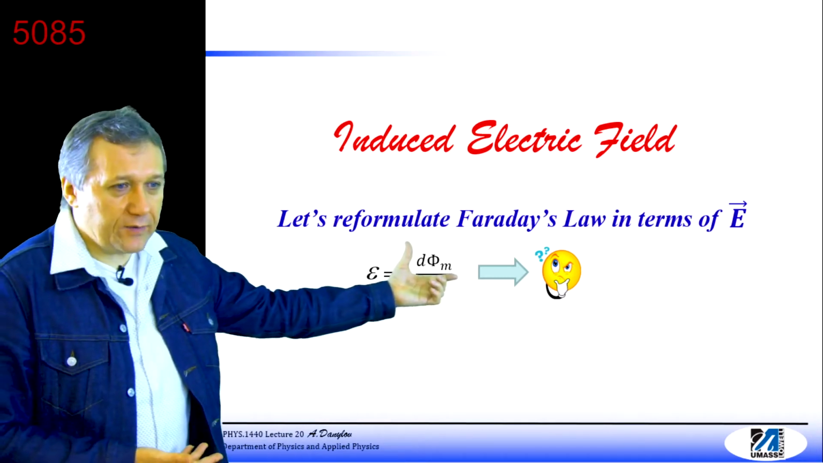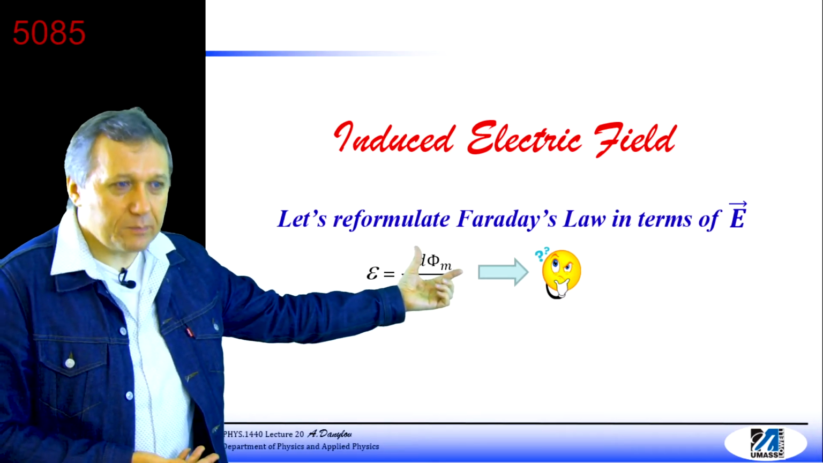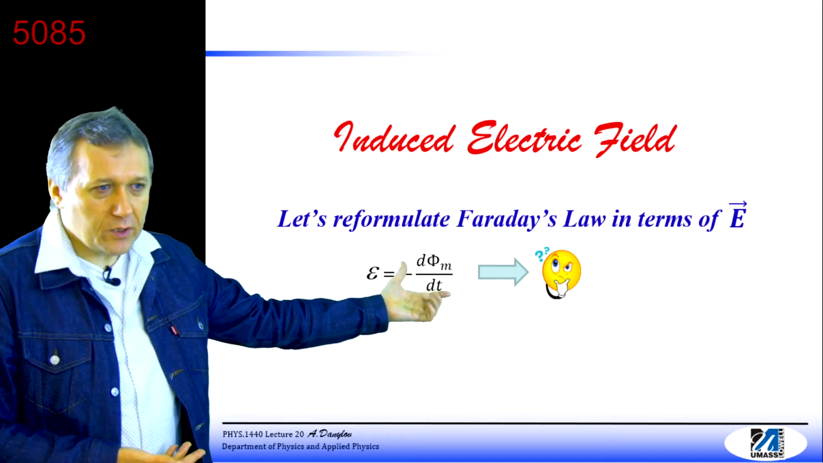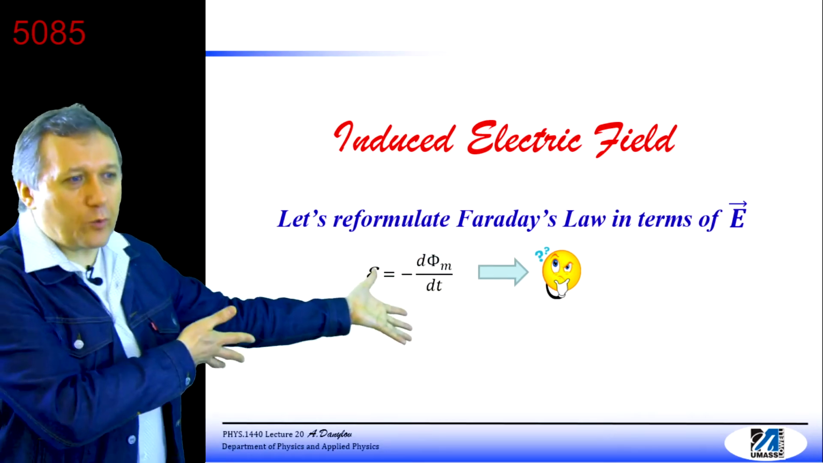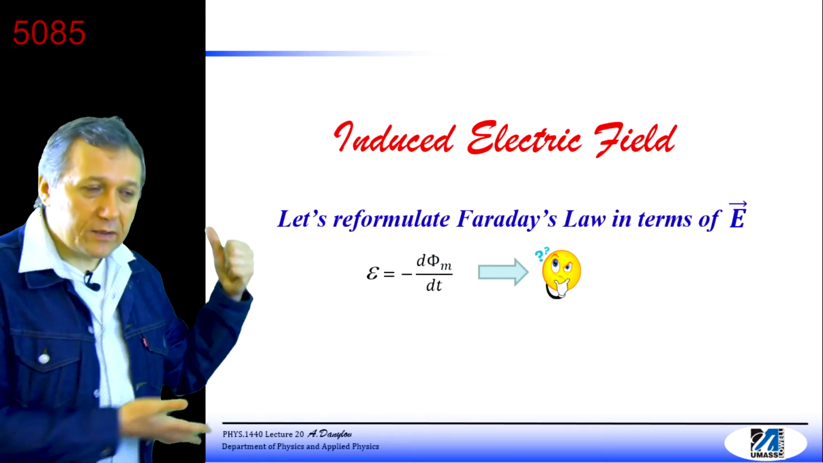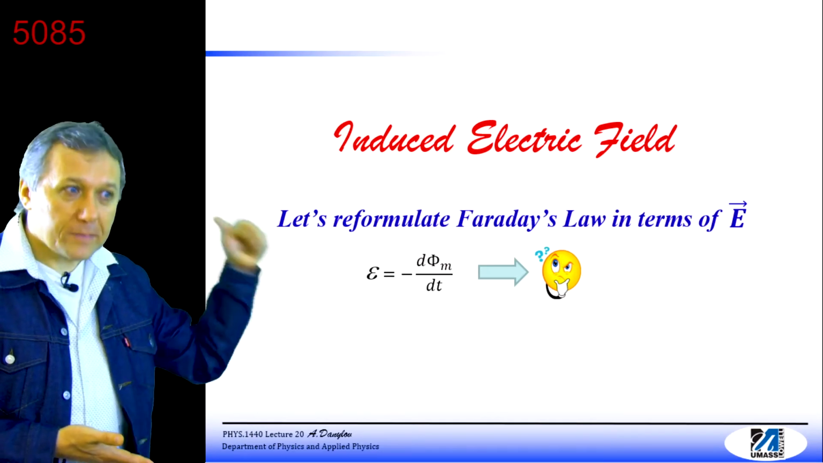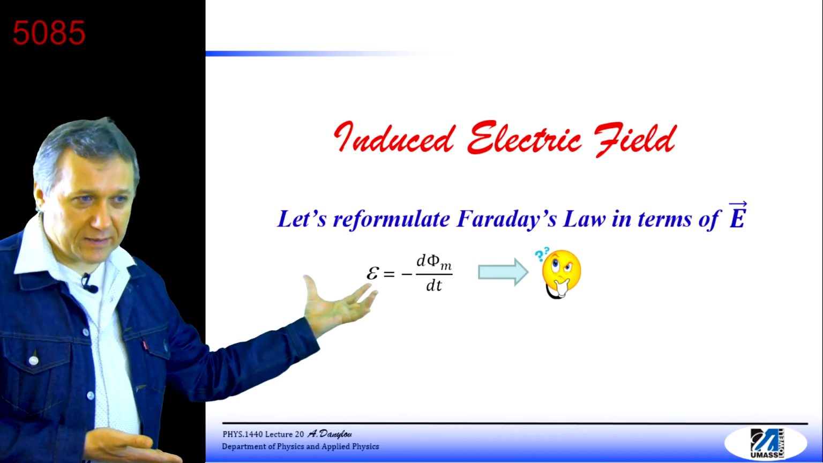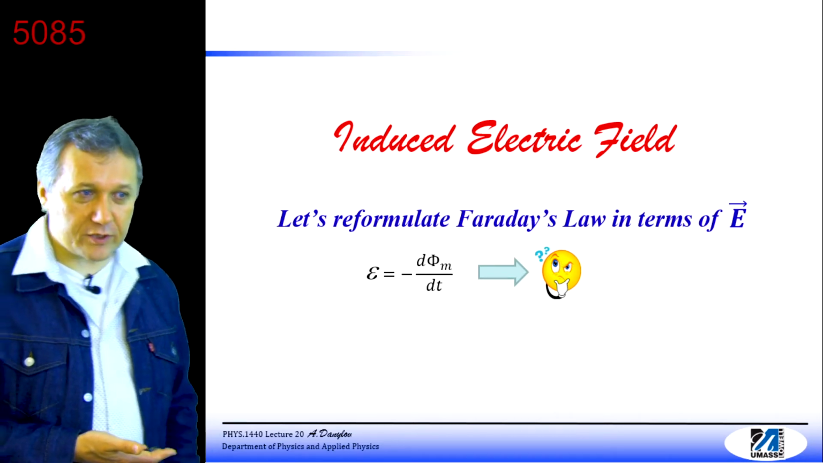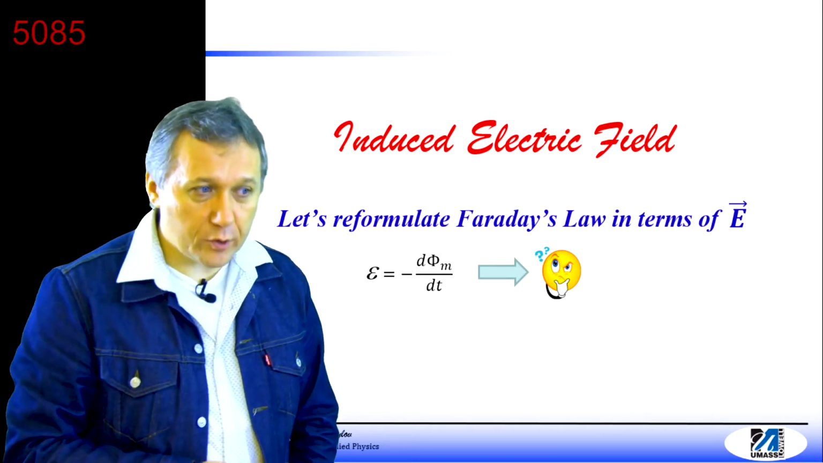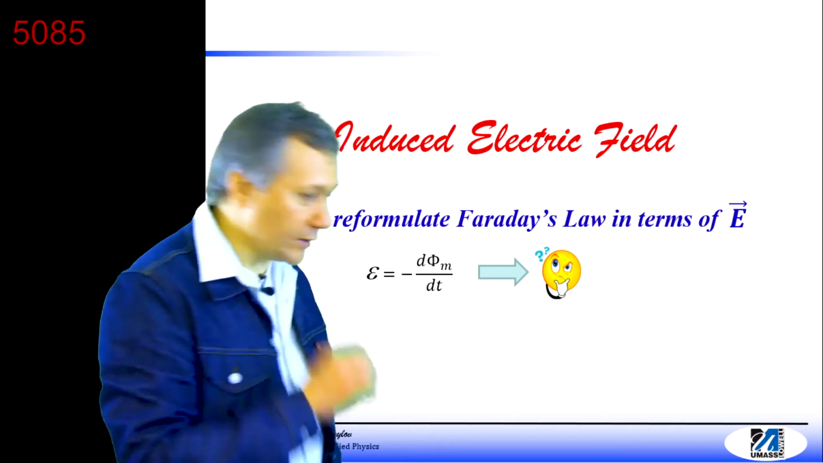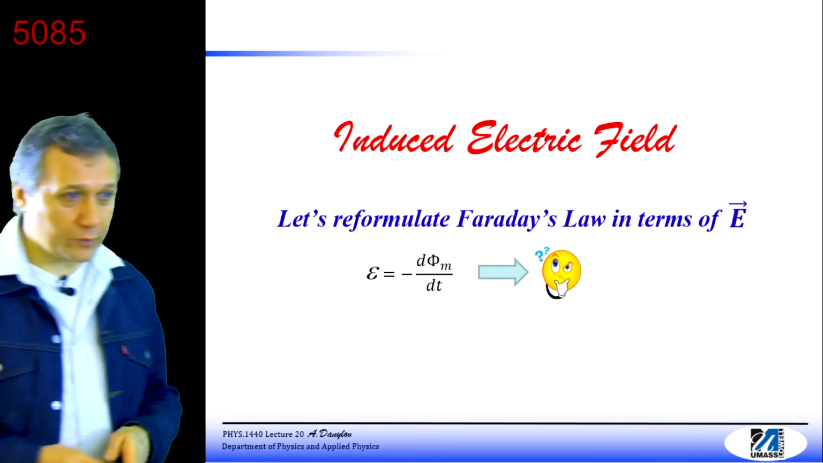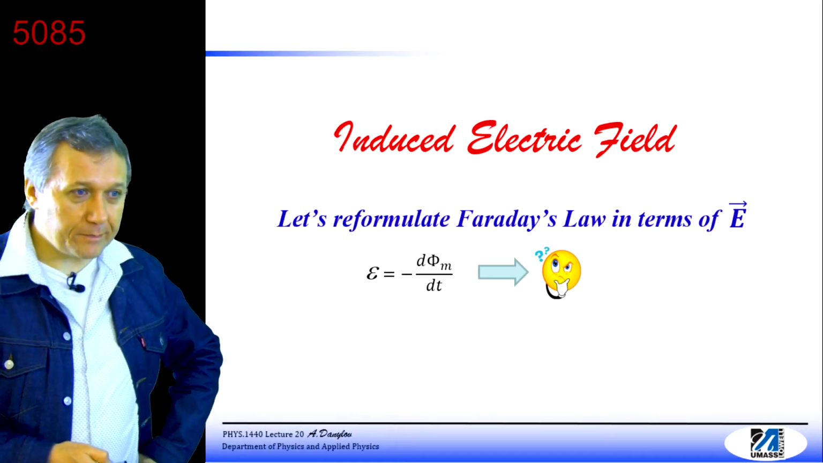Not a big deal. Magnetic field is inside of the magnetic flux. It's a B dot A. So pretty much we know where the magnetic field is. But electric field, we need to introduce, of course, electric field on this left-hand side of the equation. So we just need to rewrite EMF in terms of electric field. That's the main goal of today's class, right?